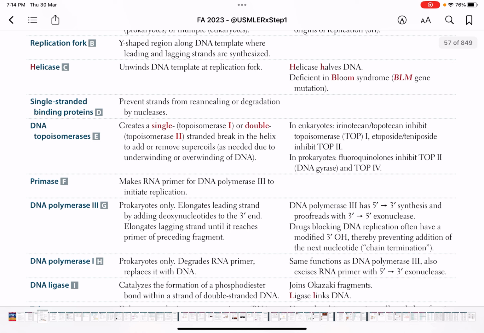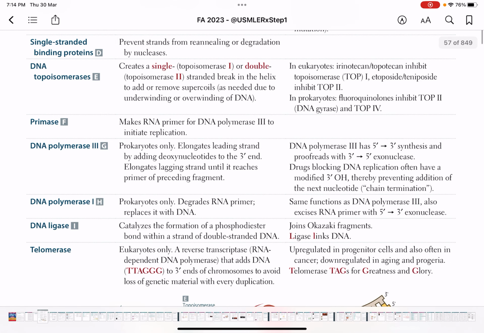Next is primase, which makes an RNA primer for DNA polymerase 3 to initiate replication. Then DNA polymerase 3 is found in prokaryotes only. It elongates the leading strand by adding deoxynucleotides to the 3' end. It also elongates the lagging strand until it reaches the primer of the preceding fragment. So DNA polymerase 3 has 5' to 3' synthesis and proofreads with 3' to 5' exonuclease. Drugs blocking DNA replication often have a modified 3' hydroxyl, thereby preventing the addition of the next nucleotide, which is chain termination. DNA polymerase 1 is found in prokaryotes only.